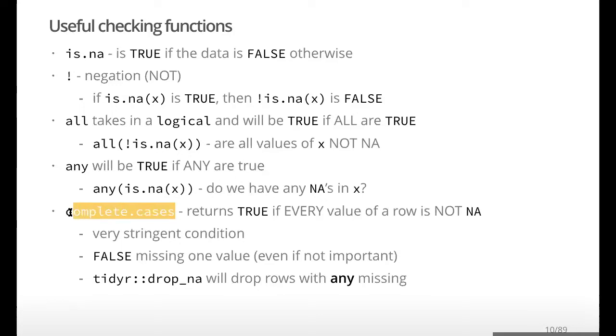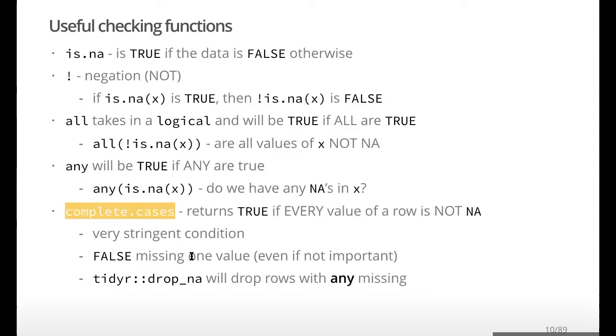So complete.cases is also a very useful function. It returns true if every single value of a row of a data set is not missing. So everything has to be in there. So this is a very stringent condition. So even if you had a column that was just like a comment column and had no comment in there and it was missing, if you use complete.cases, the rows that have even just missing values on the comments will still come up false. So again, it'll be false if missing at least one value, even if it's not an important variable.